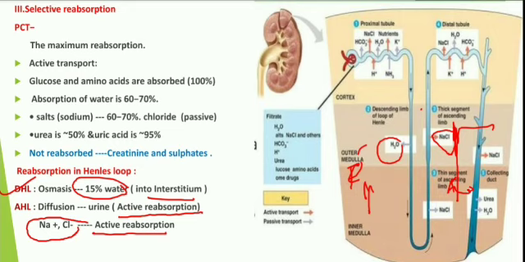And here in Henle's loop you should note down: when the filtrate passes through the descending limb, the filtrate becomes very concentrated due to loss of water. And when the filtrate passes into the ascending limb, the filtrate becomes dilute because of loss of electrolytes. It is one unique property of human beings to produce concentrated or dilute urine.